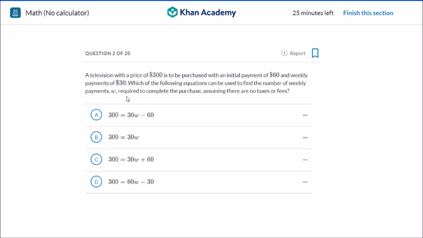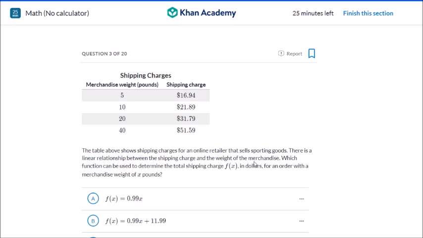A television with a price of 300 is purchased with an initial payment of 60. So 60 is the y-intercept, right? And then weekly payments of 30. Which of the following can be used to find the number of weekly payments, W, required to complete the purchase, assuming there are no taxes and fees? So that's 30W plus 60. Yeah, okay, good. I was a little confused right there.